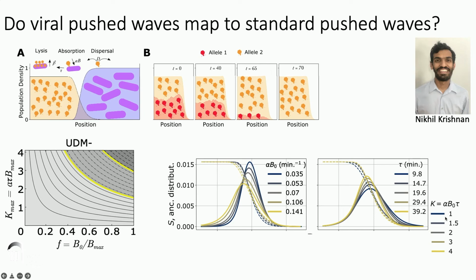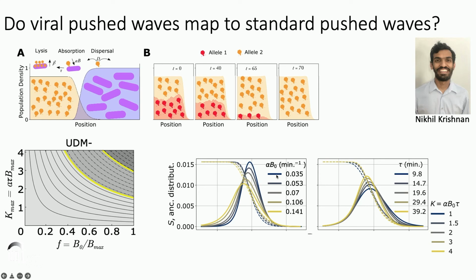Importantly, you can change k in two different ways. You can increase the absorption rate, or you can increase the lysis time. This is what is shown here: on the left, we are increasing absorption rate going from the blue to the yellow. On the right, we are increasing lysis time going from the blue to the yellow. They always shift to the left, but how they do it is very different, and how the profile changes is different.